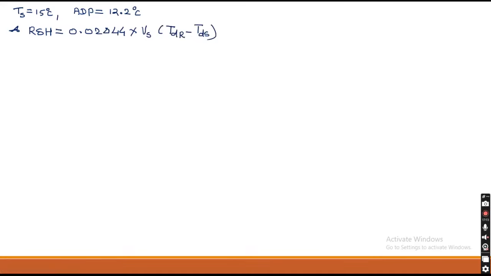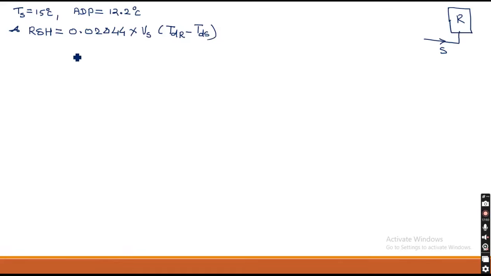The reason is, let us draw one diagram here. This is the room, and here we have the supply condition. The supply air is responsible for absorbing the room sensible heat. So the room sensible heat absorbed by the supply air is 0.02044 multiplied by the volume flow rate of the supply air multiplied by the difference of the room temperature and the supply air temperature. So this is how we get the room sensible heat.